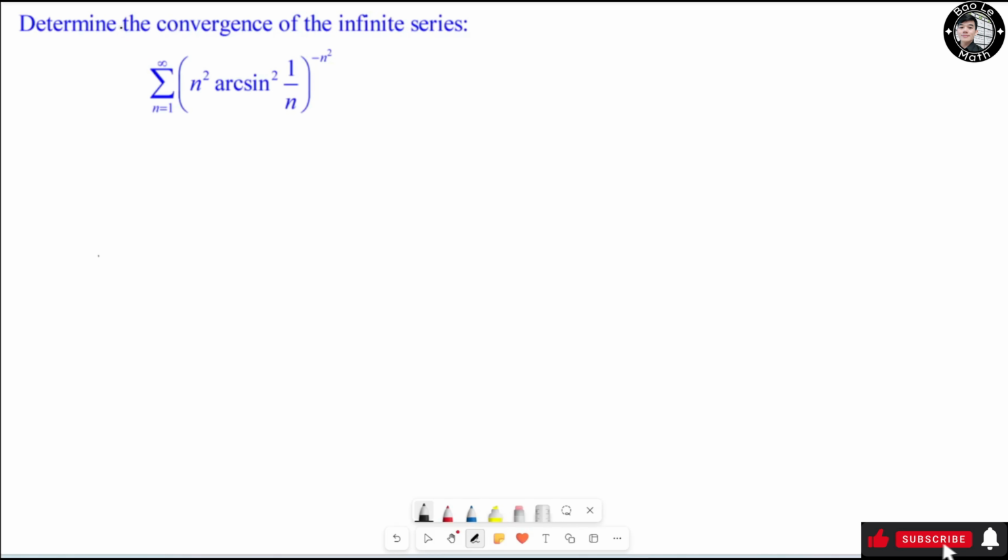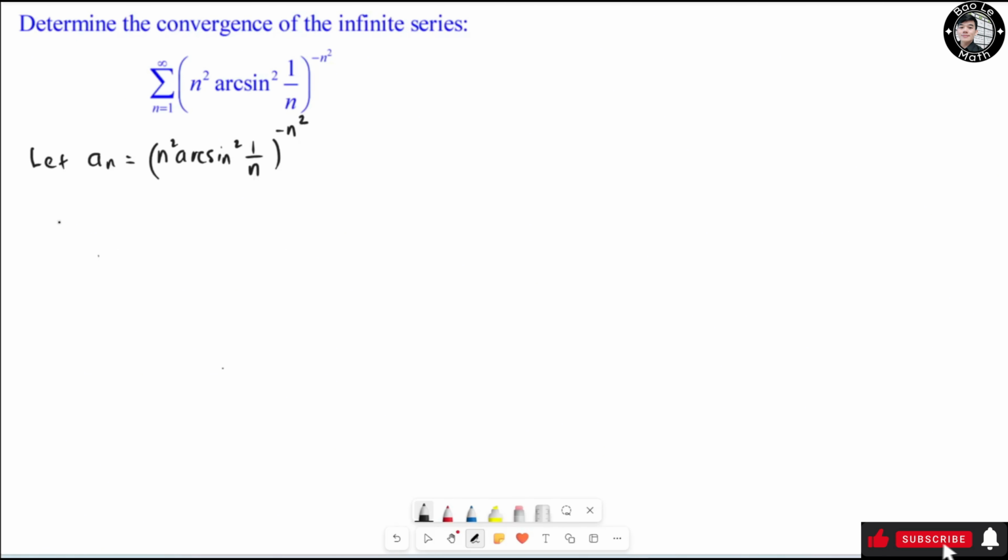Alright, we need to determine if the series is convergent or divergent. Now we're going to let a sub n be n squared times arcsin squared of 1 over n, all together raised to the negative n squared, right?